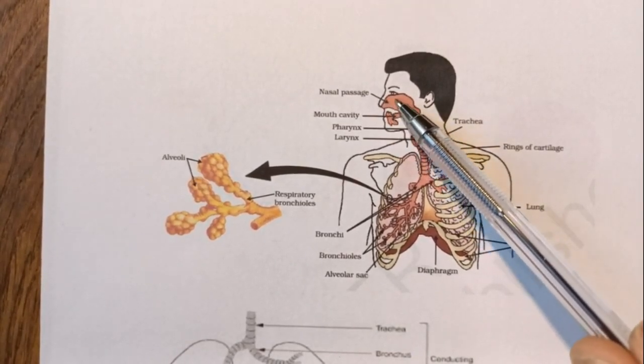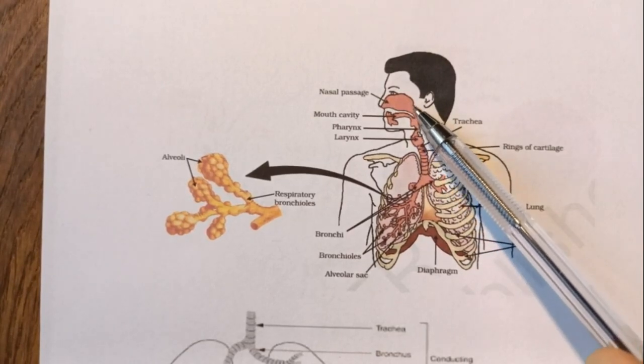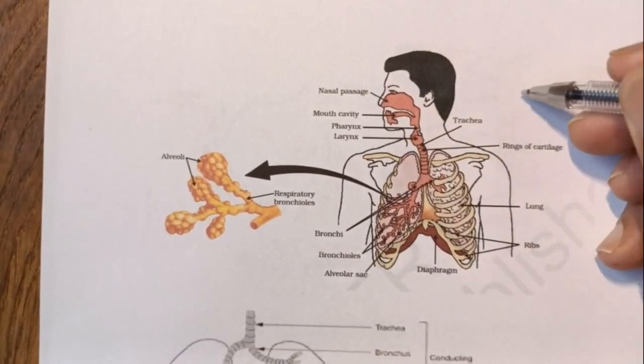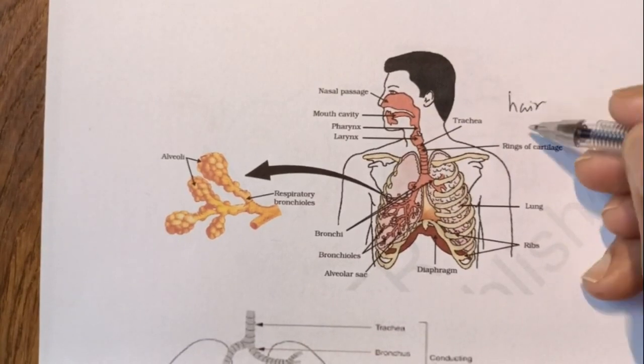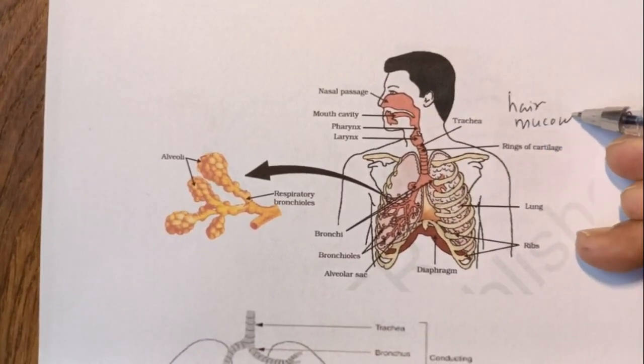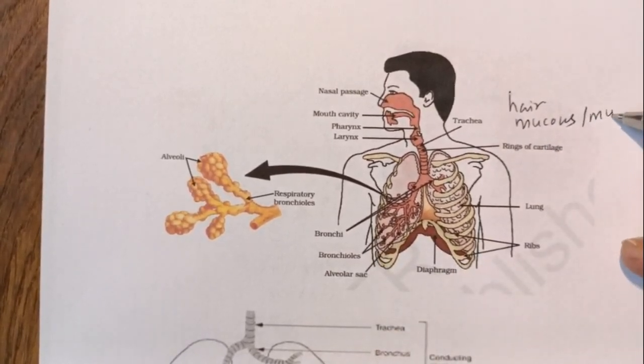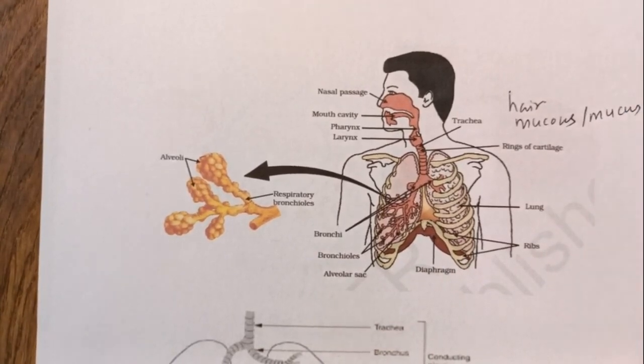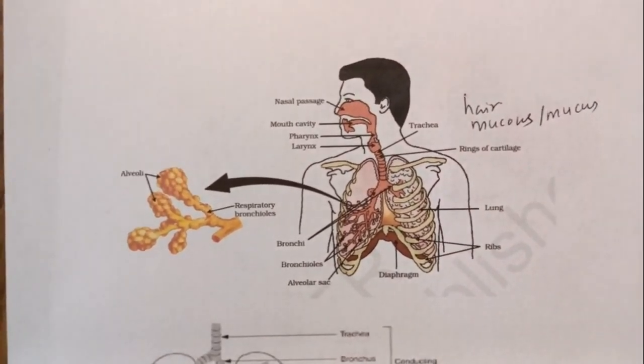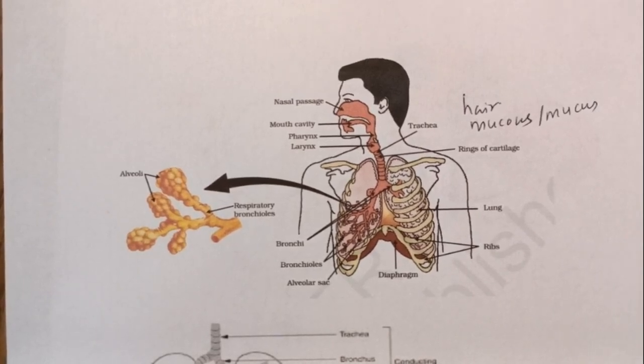So these passages are also lined by mucus. So remember, there are hairs and there is mucus. Now what does this mucus do? Mucus can be written as M-U-C-O-U-S or M-U-C-U-S. It has two spellings, American and British English. This mucus also helps in filtration, because the dust particles and small foreign particles will just get stuck to the mucus and they won't be able to pass through the throat into the lungs.